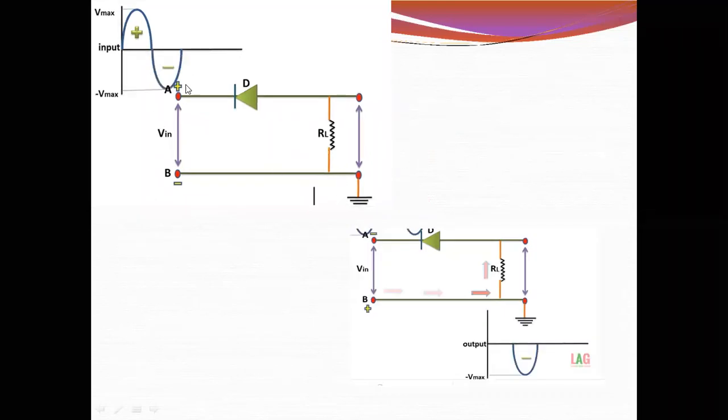If I apply negative to this circuit, what happens? This was in the reverse direction, so it is N, it is P. When you connect negative voltage to the N type, then the diode becomes forward bias.